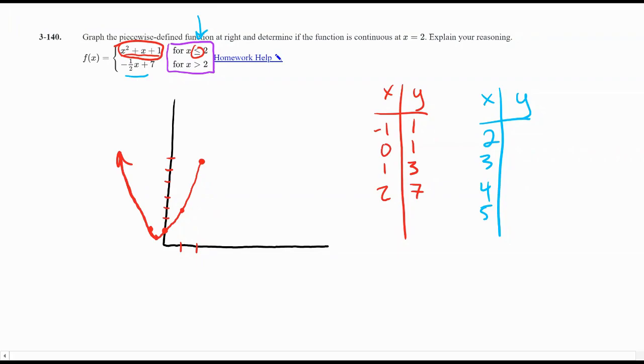For the other function here, I'm going to plug in 2, which is 2 times -1/2, which is -1, plus 7 is 6. I'm not going to plug in 3 because I don't want to deal with 3 halves. I'll plug in 4, which gives me -2 plus 7, which is 5. And I'll not plug in 5, but I'll plug in 6 because that gives me -3 plus 7, which is 4. So then I plot these points: 2, 6, and that's an open circle because it's greater than 2. Then I plot 4, 5, and 6, 4.